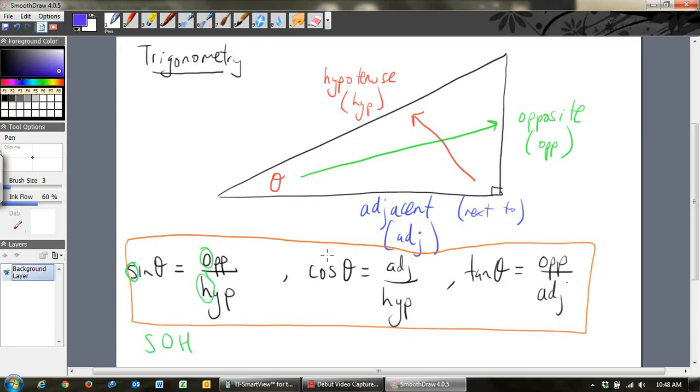Let's have a look at this next one. Cos theta is equal to adjacent over hypotenuse, and so we call that C-A-H. And lastly, tan theta is equal to opposite over adjacent. And this here is called SOHCAHTOA, and this helps you remember the three ratios.